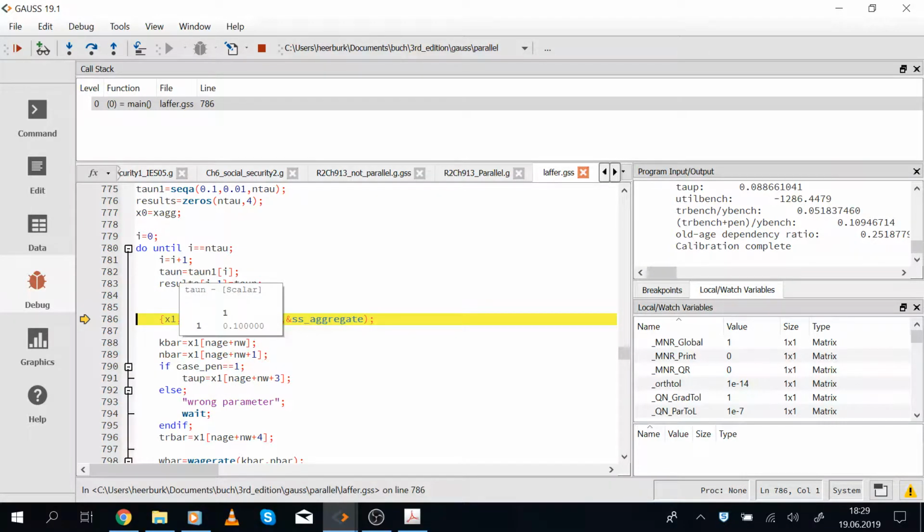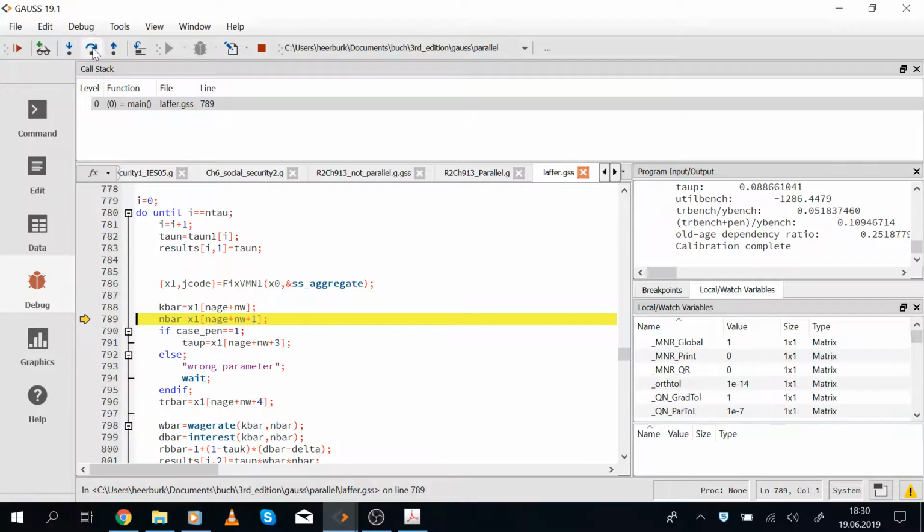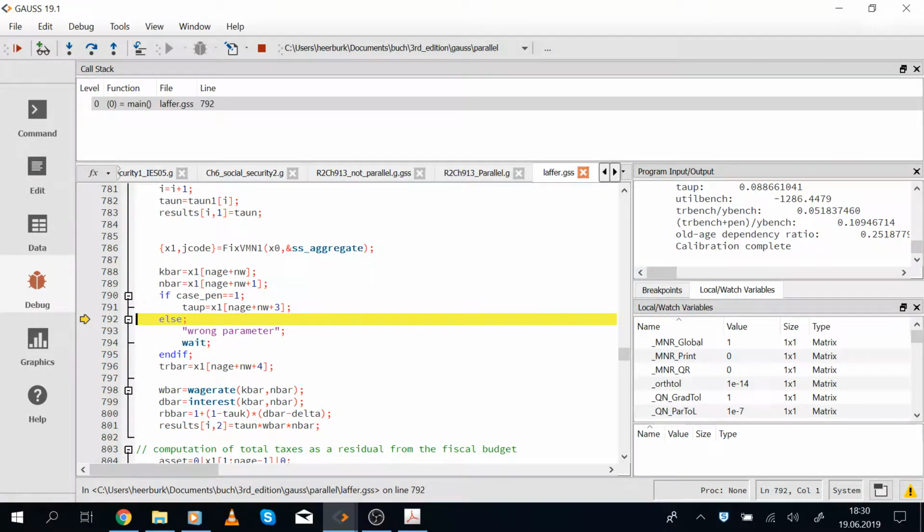So for example, for 0.1, 10%, we compute the solution with the help of SS aggregate, where government consumption is kept constant, debt is kept constant. And we find that the social security contribution rate is 0.088661. So our total tax on labor income is 18.86%. And this is graphed in our solution for the Laffer curve.